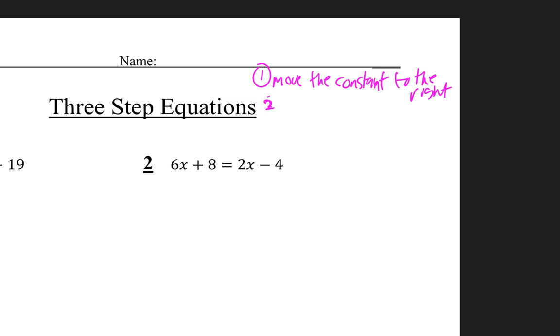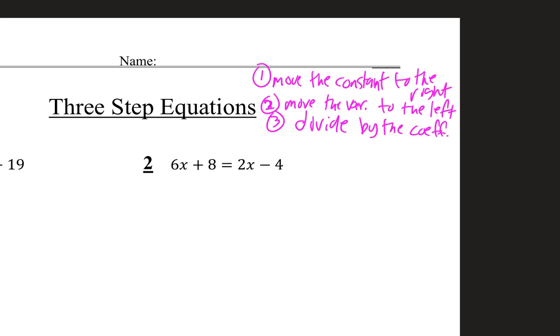Second step, we are going to move the variable. I'm going to abbreviate VAR to the left. Move the variable term to the left. Third step, we are going to divide. We're going to divide by the coefficient.